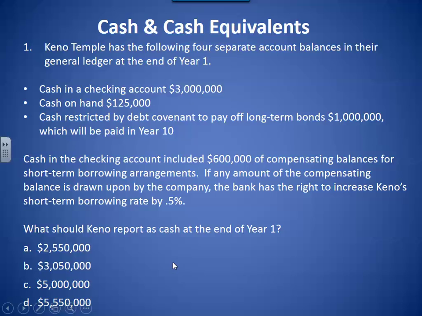Now, this company has four separate balances in their general ledger, and what you have are facts about cash being in checking accounts, cash on hand, certain restricted cash, and so forth. The problem is asking what Keno should report as cash, which would be cash and cash equivalents, at the end of year one. So go ahead and stop your video, and when you're ready, restart the video and review the answer.